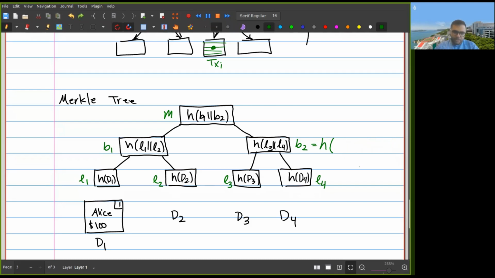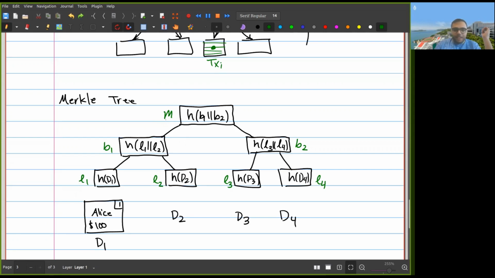Now, this tree is actually also a commitment to all of these deposits, if you think about it. Let's say I'm the Hong Kong branch, and I've created this tree, and I've sent the value M. This is called the Merkle root, the hash that is at the root of the tree. And of course, this is also called the Merkle tree. I forgot to say that.